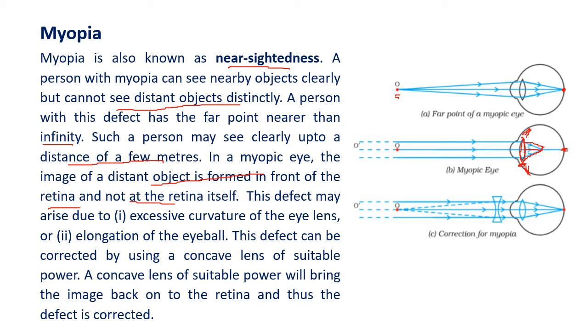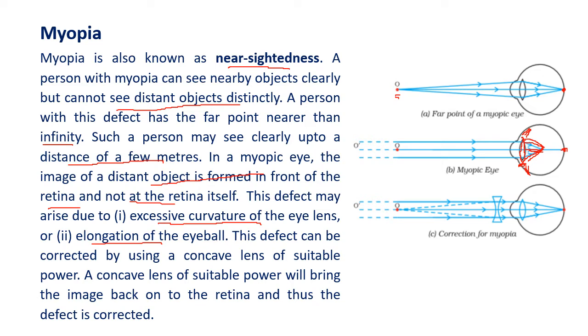Now why does this happen again? Because the lens cannot become thin. The lens remains thick. This defect may arise due to excessive curvature of the eye lens, which means the lens has become thick, or elongation of the eyeball. So based on these two things, you can see that the eye lens remains thick, the light gets converged faster, in front of the retina, and so the image is blurred.